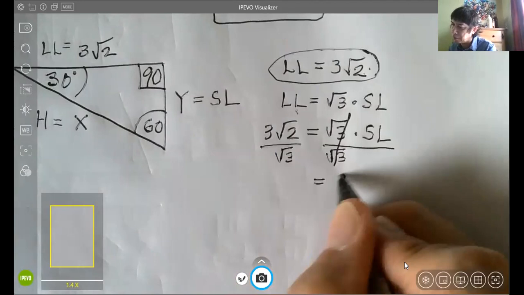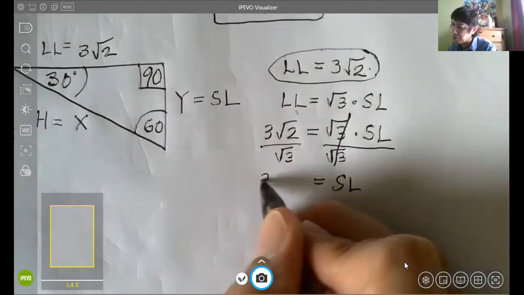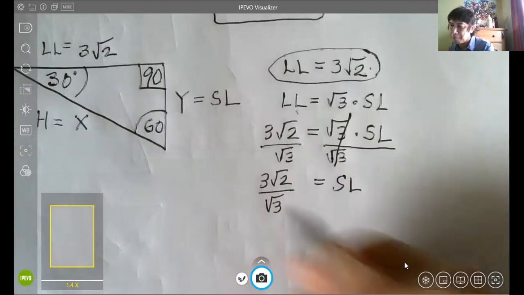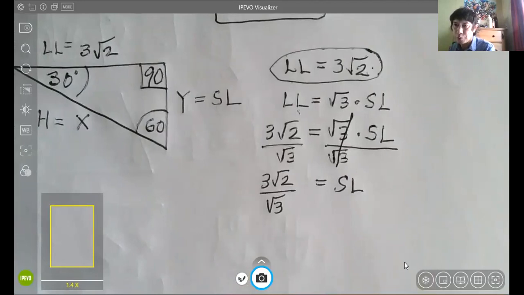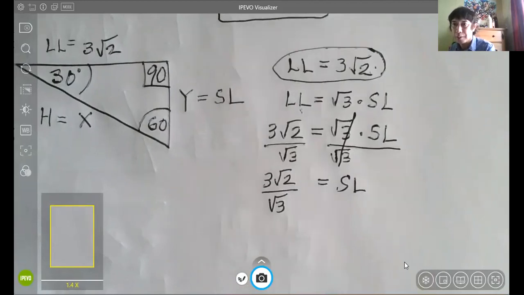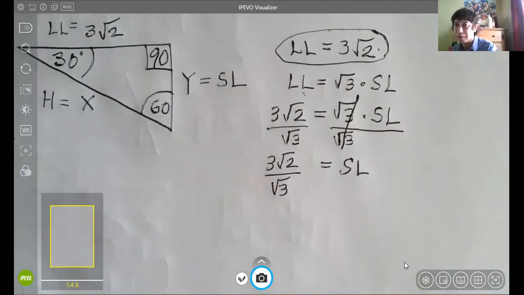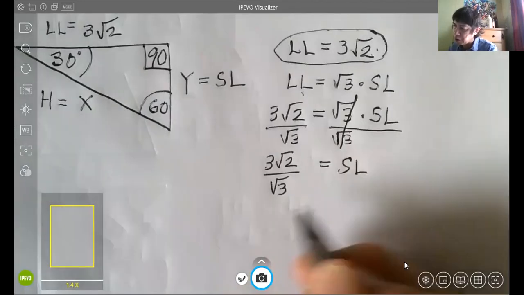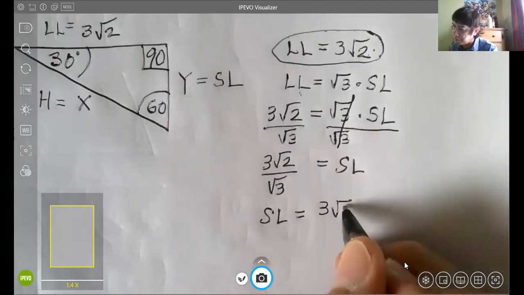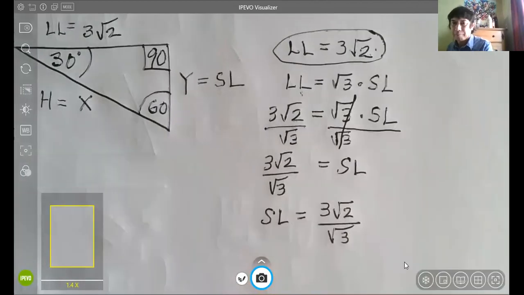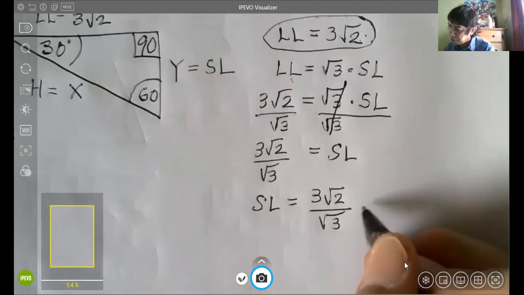Shorter leg is equal to 3 square root of 2 over square root of 3. And again, if you have a square root at the denominator, it's not simplified. So we're going to simplify this by rationalization. We multiply by square root of 3 over square root of 3, so that the denominator will have a square root of 9, and that will be reduced to a 3. Let us exchange first the positions of the number and the variable. Now we multiply this by square root of 3 over square root of 3.